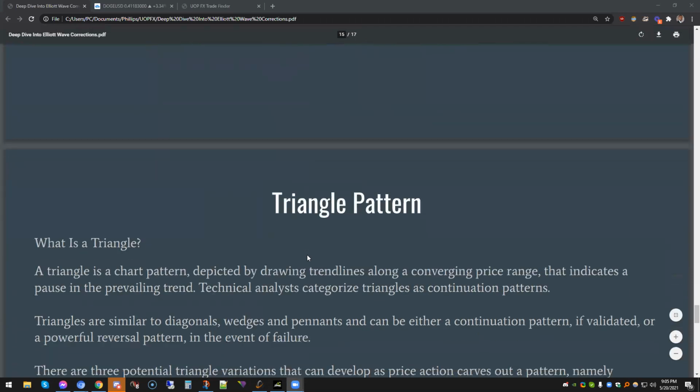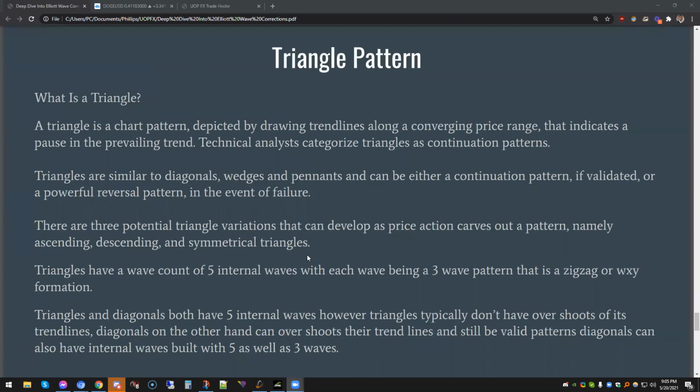Now, what is a triangle pattern? A triangle pattern is a pattern that is not very common. It is a pattern that is a bit on the rare side. A triangle is a chart pattern depicted by drawing trend lines along a converging price range that indicates a pause in the prevailing trend.